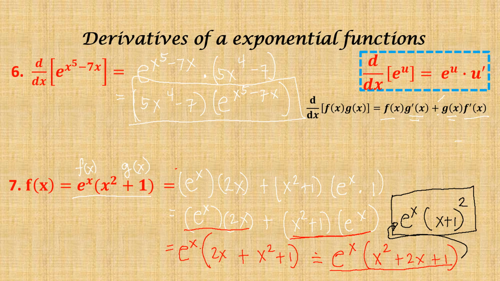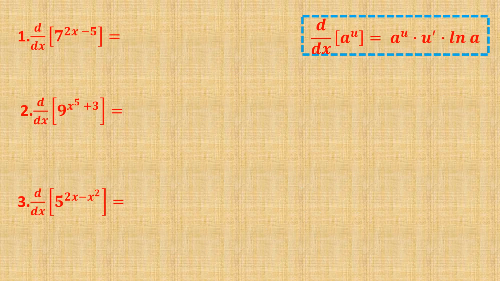What will happen if our base is no longer e? It's other than e and it's a constant. So let us try this. You are given d over dx of 7 to the 2x minus 5. So how do we get its derivative?